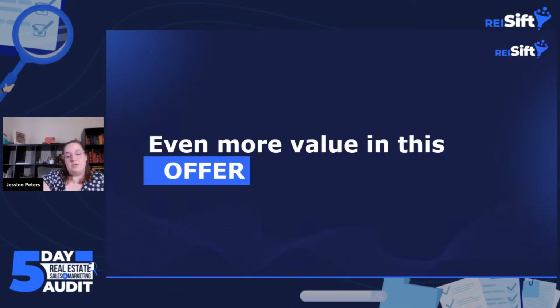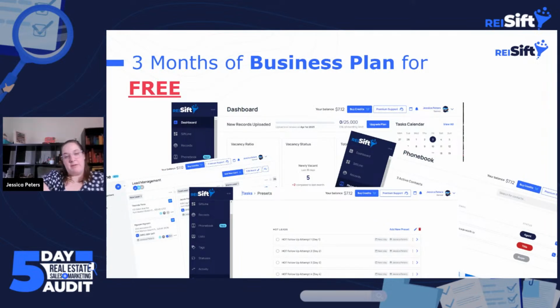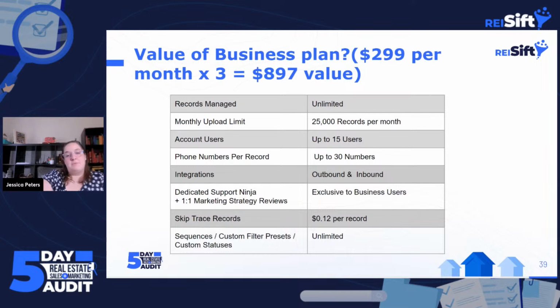All right, so like I said, you'll also be on the business plan for 3 months. Business plan is our highest tier of our 3 plans, and that comes with unlimited record storage, and you can upload up to 25,000 per month included in the plan, but you can upload additional each month if you need to by purchasing additional space.